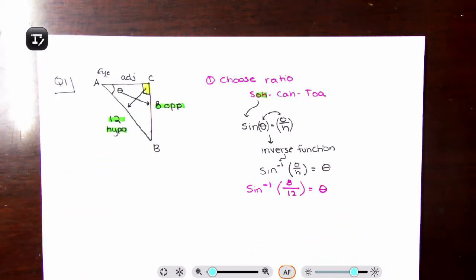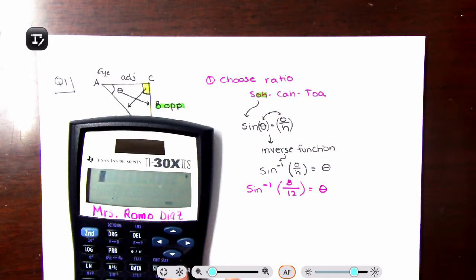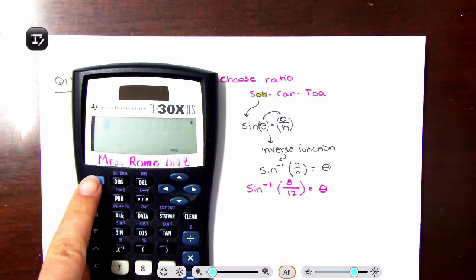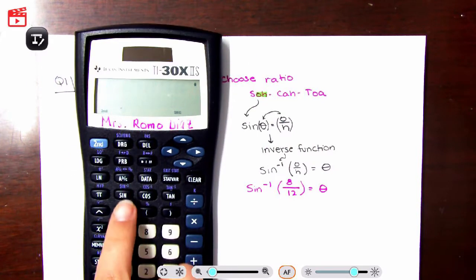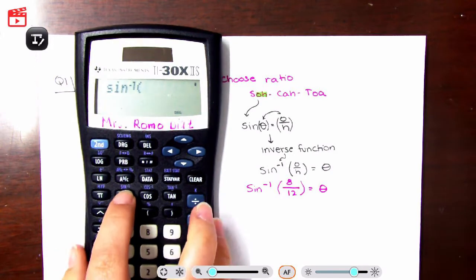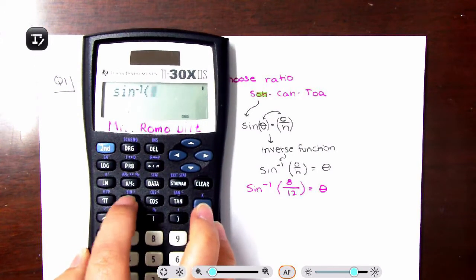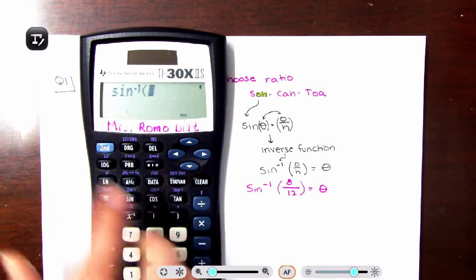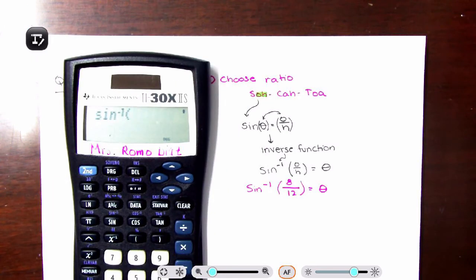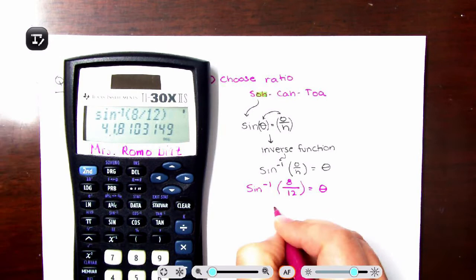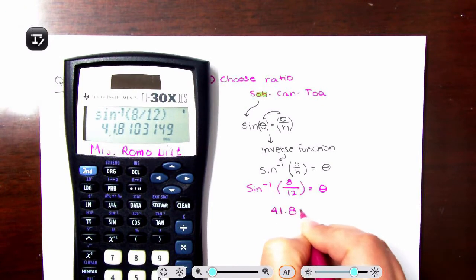Now, I don't know what the inverse of sine of that ratio is, so I'm going to type that into the calculator. You're going to press second, and then you're going to press sine. What comes up is this top section, the inverse sine that is on top of this button, and that is what we need. So this is, again, not an exponent of -1. This is the inverse function. So inverse sine of 8 divided by 12, press enter, and it does look like we have 41.8 as our angle measure.